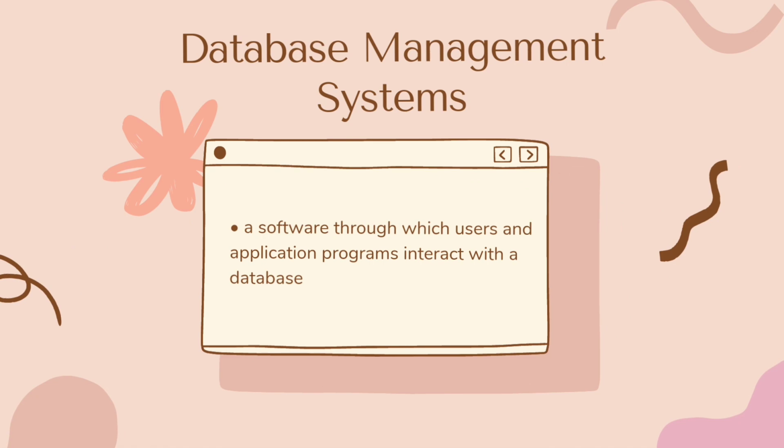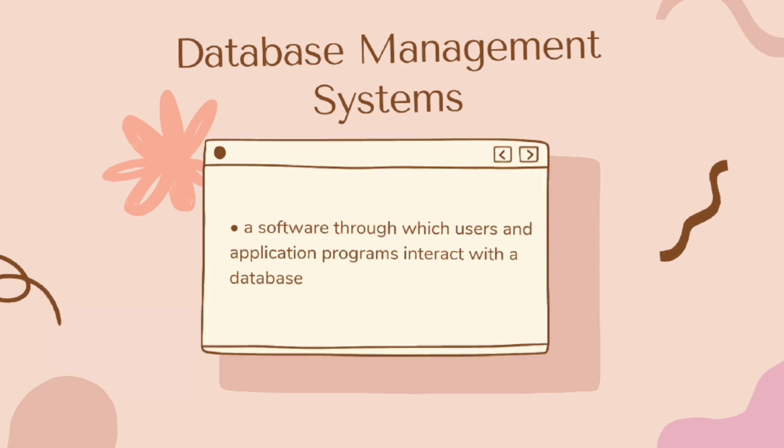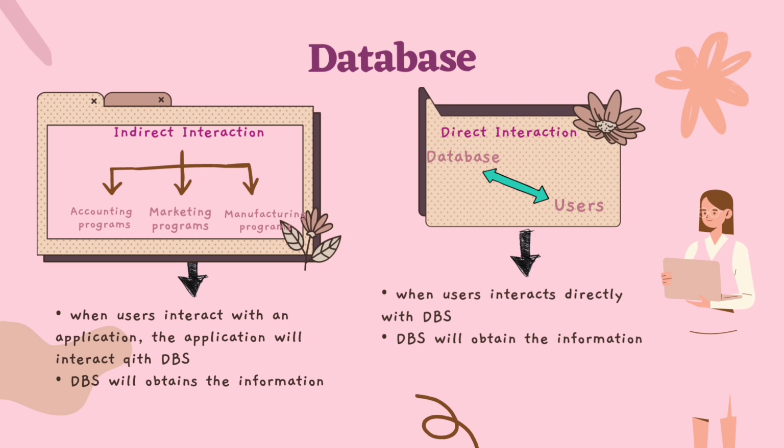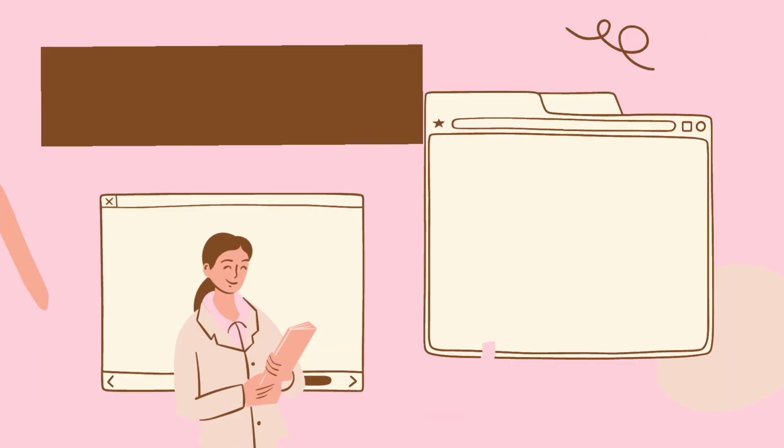Next subtopic is about the database management system, known as DBMS. A DBMS is software through which users and application programs interact with a database. As you can see in indirect interaction, when a user interacts with an application like a payroll application or manufacturing application, the application interacts with the DBMS and then the DBMS obtains the information from the database. Meanwhile, in direct interaction, the user interacts directly with the DBMS and obtains the information from the database.